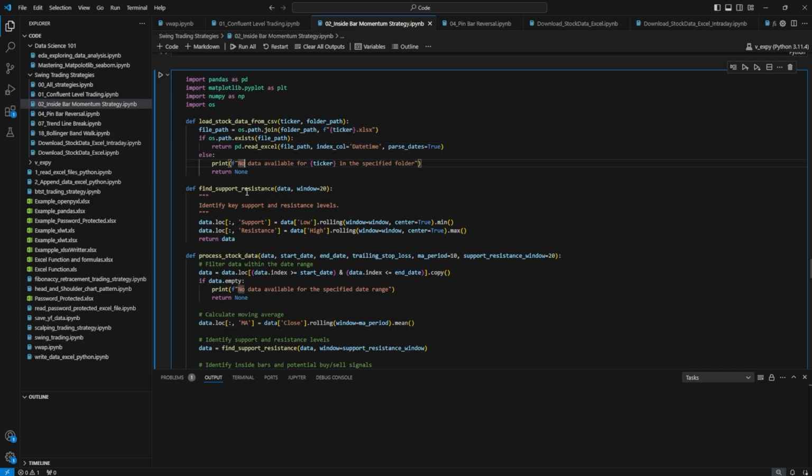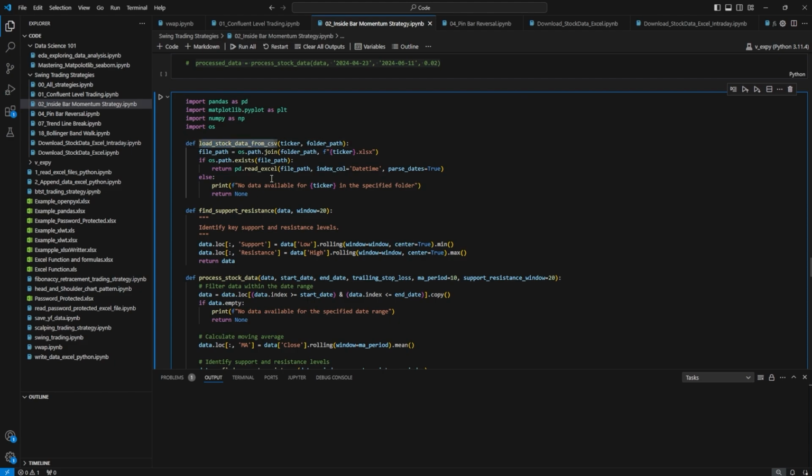So these are the functions that I have defined. Load the data from the CSV file. So basically I have kept all my ticker data, or let's say the stock data, in a particular path, right? And then from there the data will be fetched based on the ticker name, and the file's extension is XLSX.